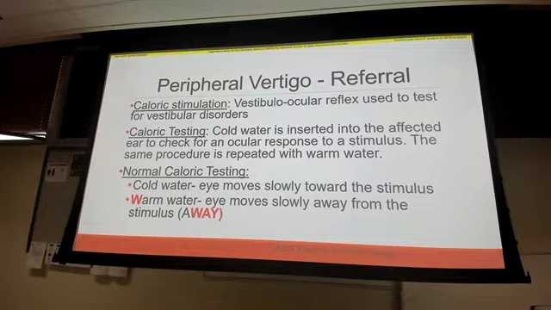So the head will remain forward, but the eyes will start to turn. Initially they'll try to compensate, and then they'll start to slowly turn towards that stimulus. I'll show you videos as well, because I know it's hard to see in a group of 78 with me wearing glasses. I'll show you videos in lab so you can get an idea of what normal and abnormal looks like.